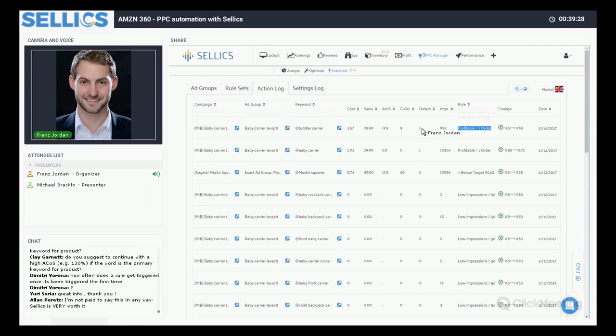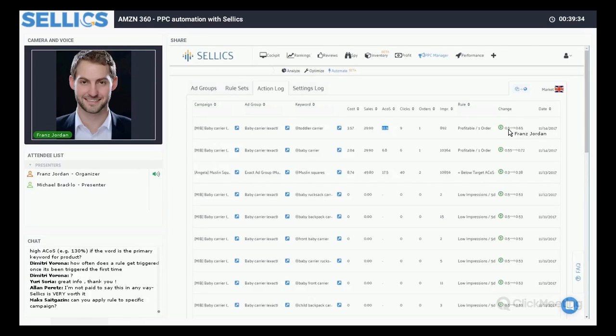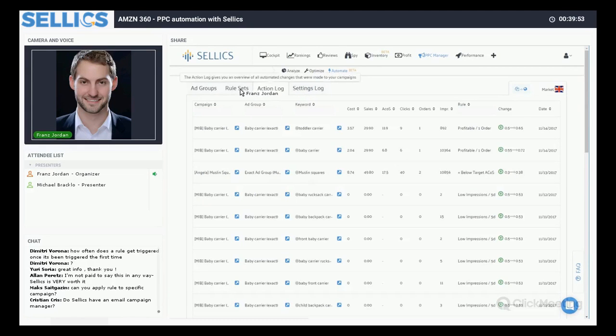So the rule was, it's profitable after one order. There's been one order. The ACOS for this order has been 11.9%. This is why the bid has been increased from 50 cents to 65 cents. Okay, and this happened today, November 14th. And so all the changes will automatically get documented for you. So I hope that this is what you were hoping for, Ellen.